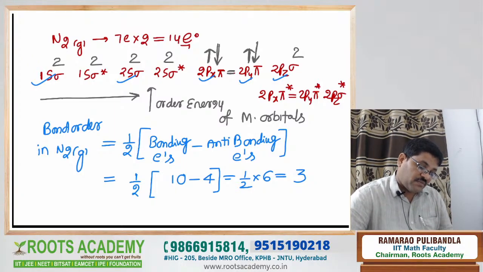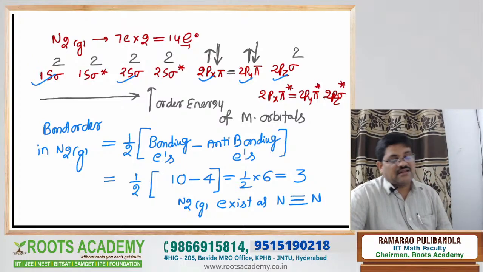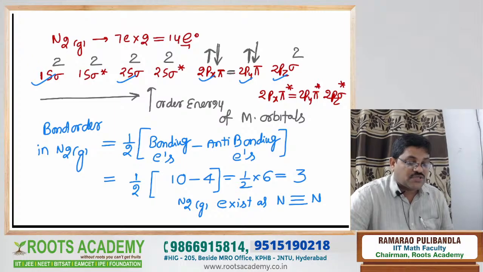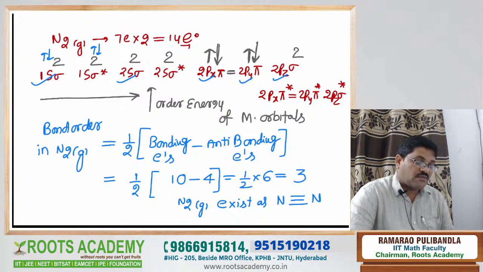Bond order 3 means what? Simple logic: N2 gas exists as N triple bond N. You write like that. And the next one, what is the question asking? Magnetic nature. Here, these are 2 electrons, no unpaired electrons. 2 means one is plus spin, one is minus spin. That means there are no unpaired electrons.